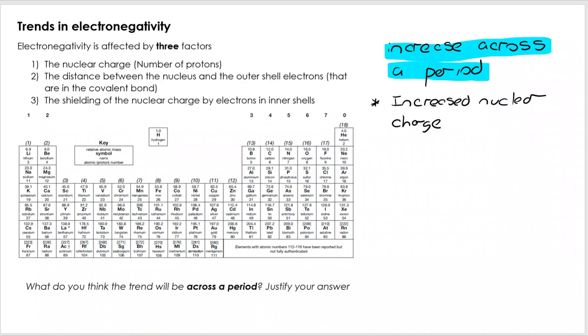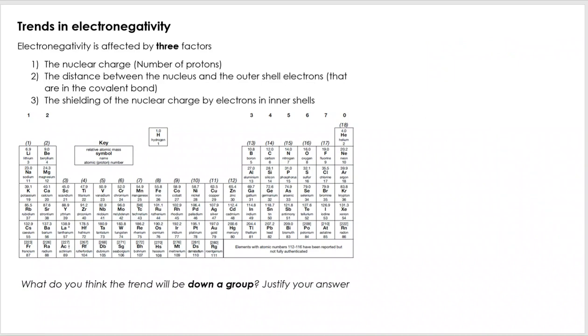But as you go across the period, there's also no increase in shielding. We've got the same number of inner principal energy levels that are going to be repelling the electrons in a covalent bond. So you put both of those things together and you can see that that atom, as you go across the period, is going to have a better pull on the electrons in the covalent bond. So what about as we go down a group?